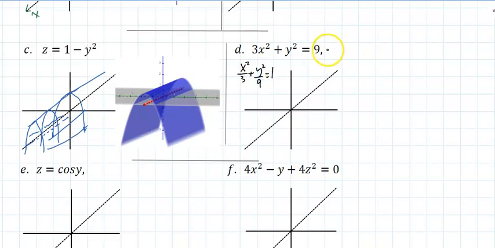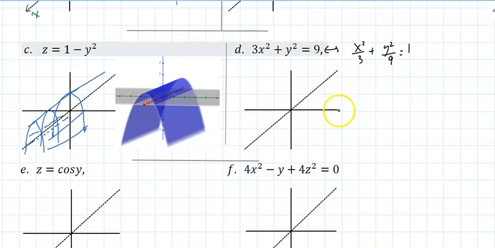If I divide by 9, I'll be looking at x squared over 3 plus y squared over 9 equal to 1. So normally in the xy plane, there's the y, there's the x. I'm going to move radical 3 in the x, so 1, 2, 1, 2, and I'm going to move 3 in the y.